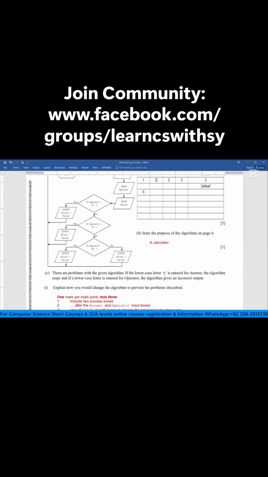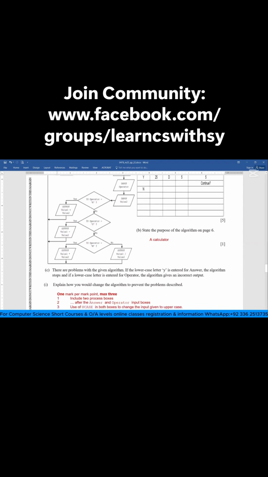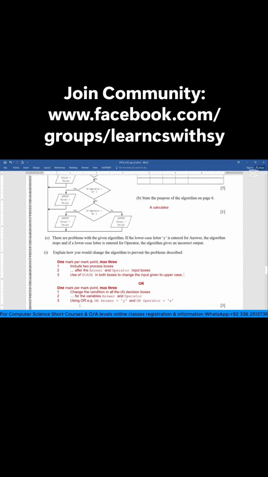That's perfectly okay. Or another child, as Mehmet was mentioning here, can change the conditions in all the 4 decision boxes. We can say: or answer equals y. Similarly, or operator equals a, or operator equals s, or operator equals m. So we have to change the condition in all the 4 decision boxes, the way Ahmed has mentioned. They are both correct answers. A child can write any of the answers. An explanation done properly will definitely give him 3 out of 3. Okay, understood?